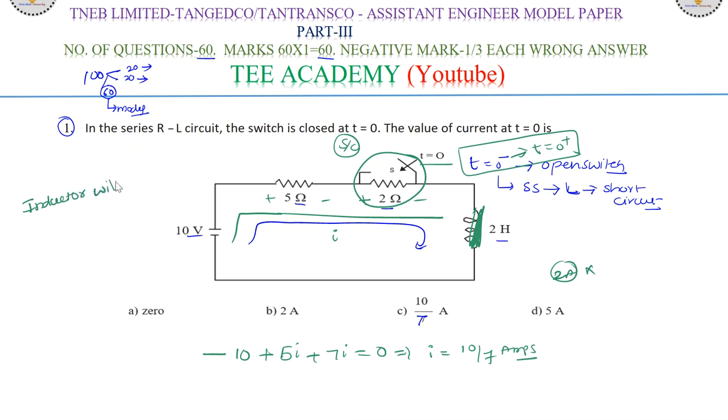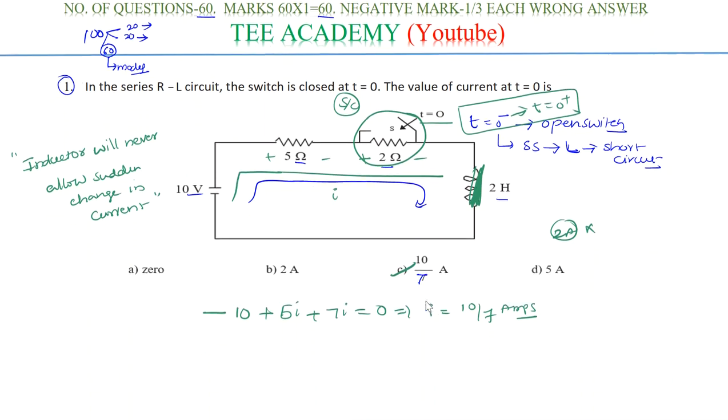Inductor will never allow sudden change in current. So this is the concept you need to understand here in this problem. Based on this, the answer will be C. So check your answers. If you are getting a C answer, you have the concept.